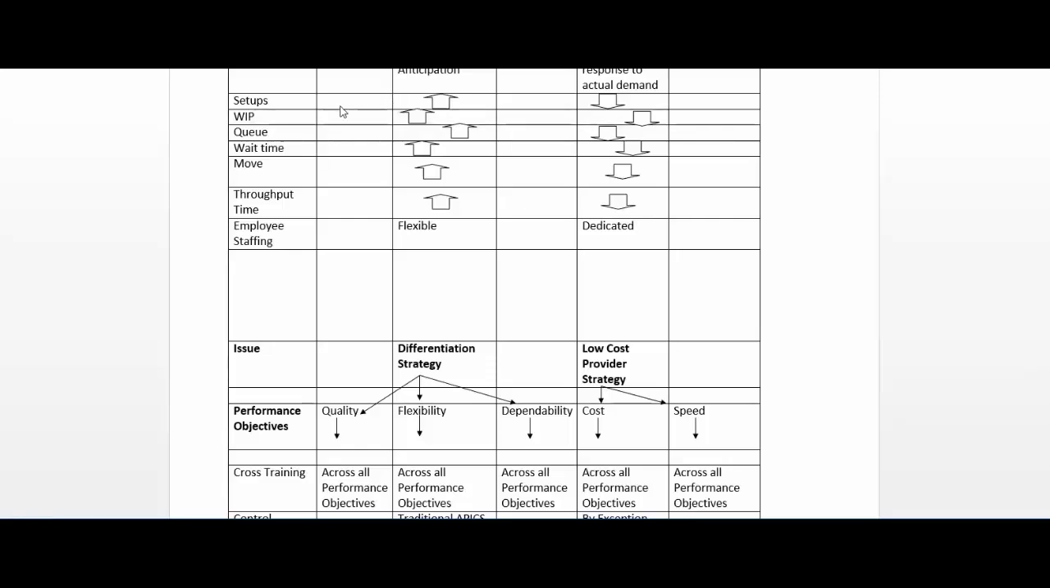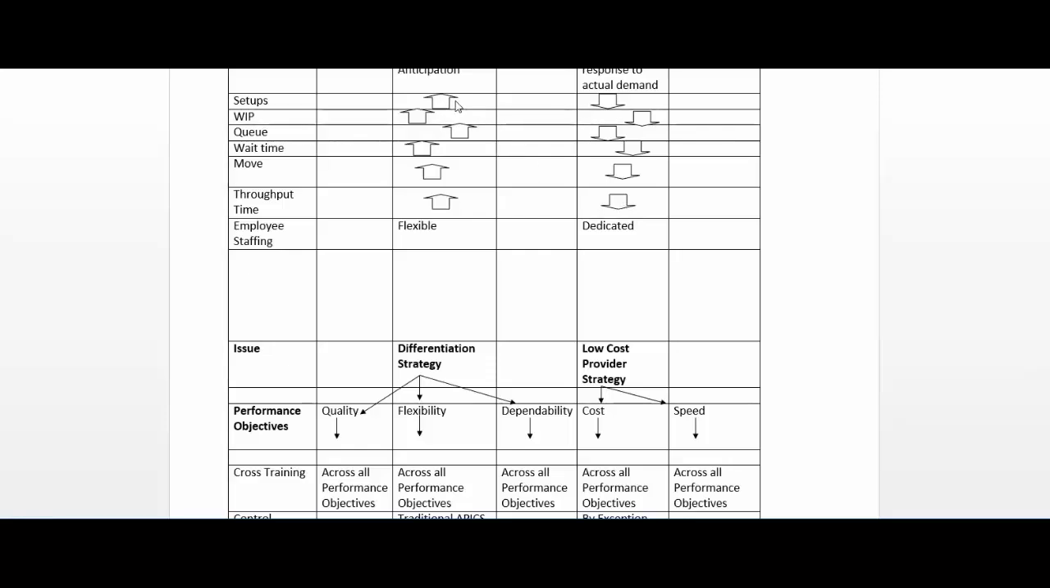So let's come back and look a little further at setups. Setups tend to be much higher in a differentiation, also called responsive, strategy, because you're changing over all the time, so you have more setups versus the low-cost provider efficiency, the Walmart of orange juice. You're going to set up once and keep cranking away, so a lot fewer setups. You're also going to have a lot less work in process, a lot less material queuing up in front of the job, a lot less material waiting to move to the next operation. Your move times and throughput times are really quick, because once the part gets through the first operation, it moves right on to the second operation because you're making the same thing all the time.